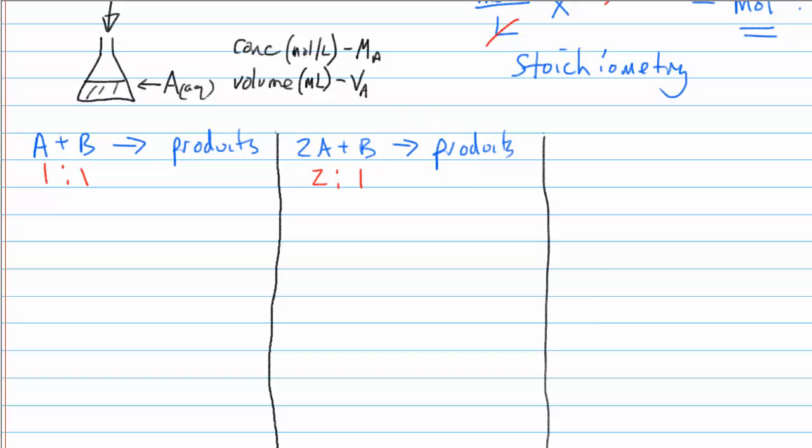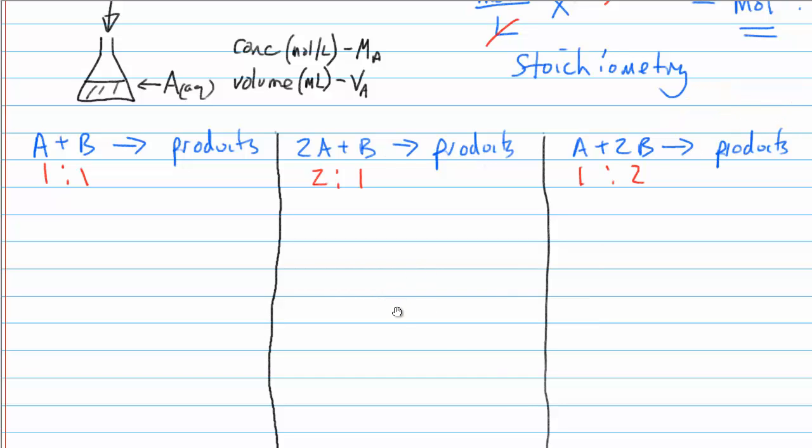And another example we'll use is this here, A plus 2B forming whatever products are formed. Again, if this were a balanced chemical equation, the stoichiometry is 1 to 2. So for every 1 mole of A we have, we need 2 moles of B to completely react with it. Now there are many other possibilities in stoichiometry. For example, 3 moles of A plus 2 moles of B could be a 3 to 2 relationship, but I'm just going to use 3 examples here.